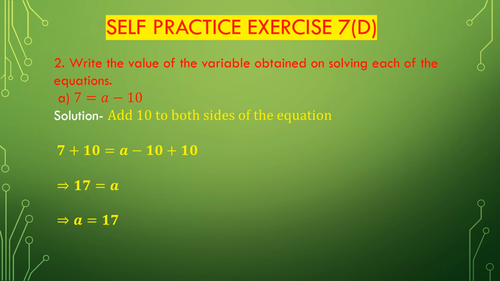So the equation will be 7 plus 10 equal to A minus 10 plus 10. 7 plus 10 is 17. 17 equal to, minus 10 plus 10 will be cancelled. So 17 equal to A, that is A equal to 17. So value of the variable A is 17.